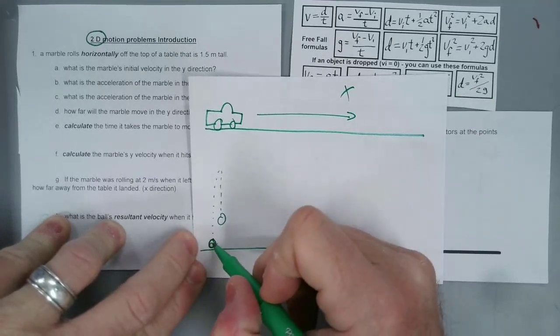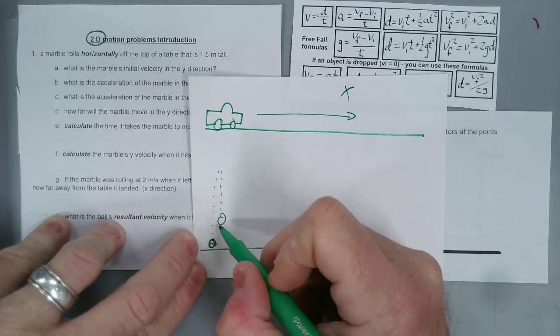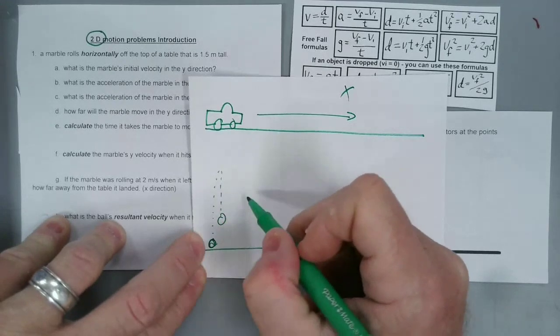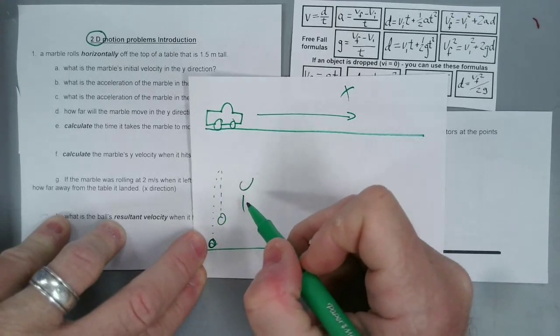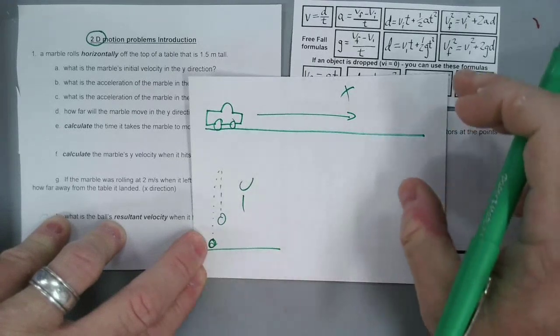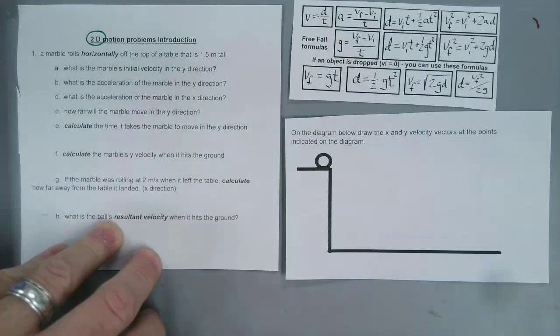With our free fall problems, even if something was thrown up and came straight back down, it's only moving in the Y. It's not moving in the X and the Y at the same time. And that's what we're going to start doing here.